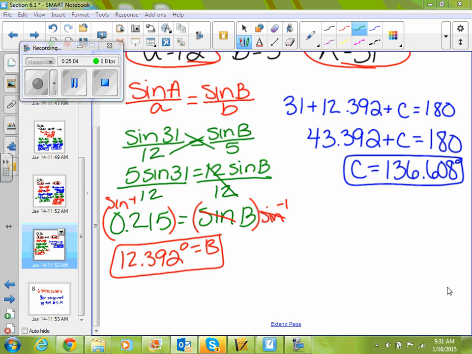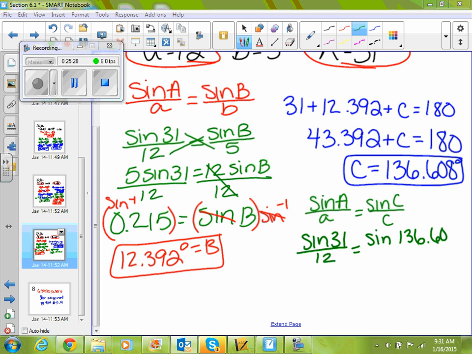Now that I have that information, I can finish this problem by using my law of sines again. So sine of A over A equals sine of C over C. Sine of A means sine of 31. Side A is 12. Sine of C means sine of 136.608. And we do not know side length C. When I cross multiply, I get C sine of 31 equals 12 sine of 136.608.